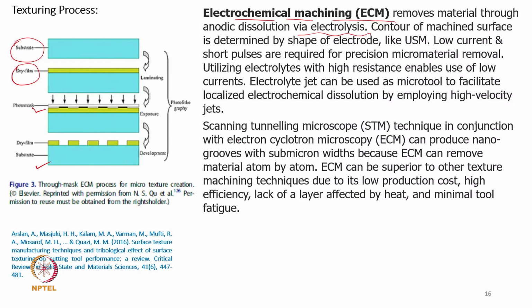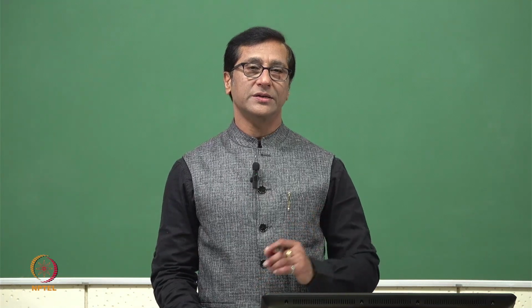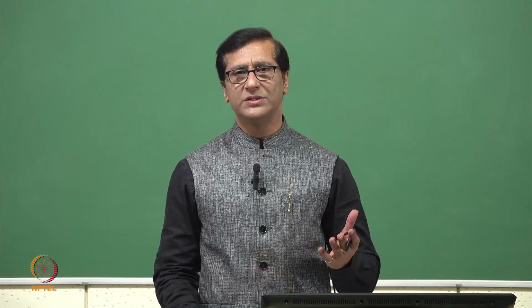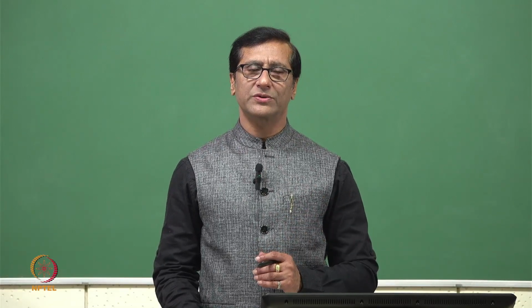Sometimes, when we want much more control, we can do a scanning tunneling microscope technique in conjunction with electron cyclotron microscopy, which is a very costly process, but we can get down to the nano level, nano groove dimension. So if we really require such sophistication, we can use this method. We say that ECM can be superior compared to other texture manufacturing methods, because it has high efficiency, heat affected zones are lesser, and running cost overall is lesser, but the initial cost may be on the higher side.